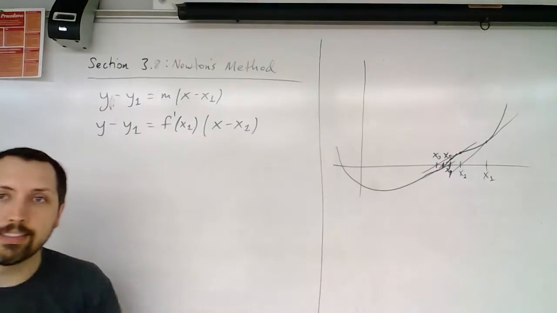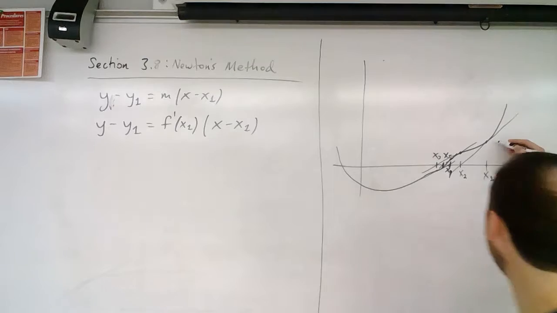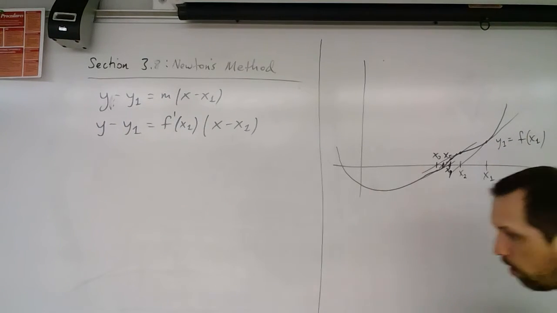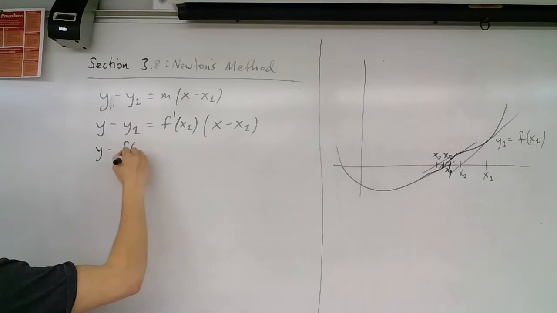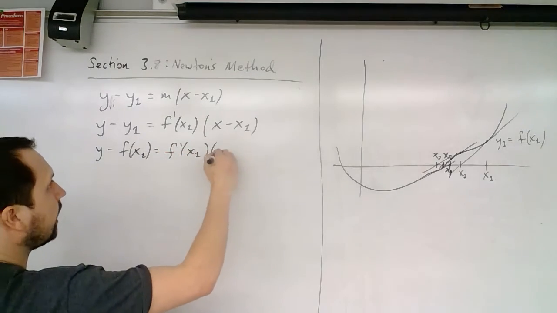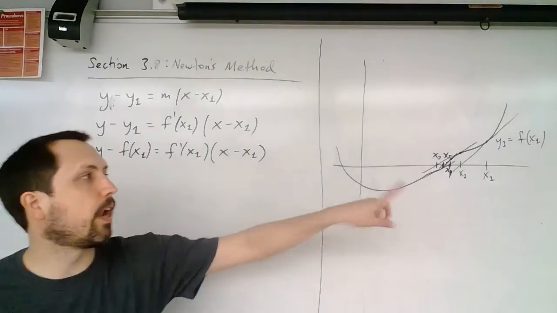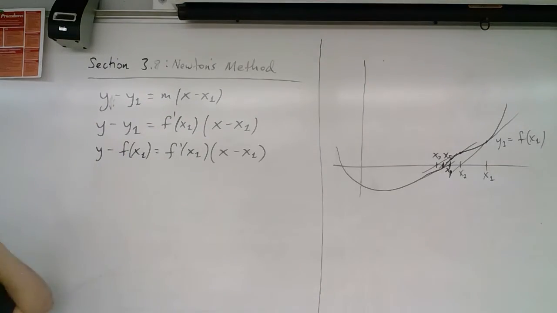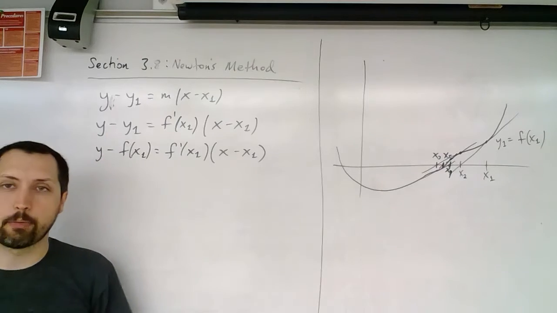Okay, so we have this. Now, what we also know is that this point up here, let's call this, say, y1, this is the same thing as f of x1. So I could replace that over here. y minus f of x1 is equal to f prime at x1 times x minus x1. So if I know what x1 is, I can find the derivative at that point, and I can also find the function value at that point. And this will give me the equation of a line because x and y are just arbitrary variables.